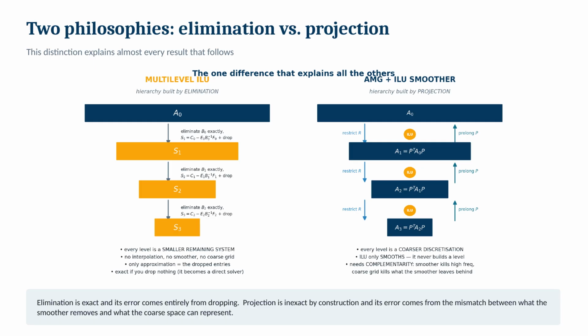Elimination is exact and its error comes entirely from dropping. Projection is inexact by construction and its error comes from the mismatch between what the smoother removes and what the coarse space can represent. Hold that distinction. It explains almost every result later.